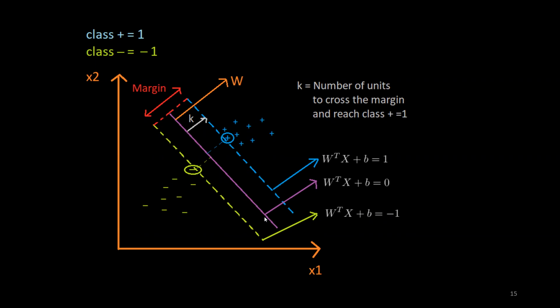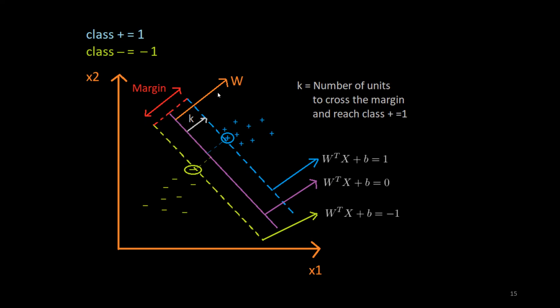So it means that if a point is on the decision boundary, WTX plus B, this is the y value, is 0. If it is at the positive hyperplane, its equation will be WTX plus B equals 1, and WTX plus B equals -1 if the point is at the negative hyperplane. Now the concept of k is new here. k is the number of units to cross the margin and reach class 1. So if a point is at the decision boundary and wants to be classified as class 1, it has to move k units and cross this margin to reach this class. This is the concept of this figure.